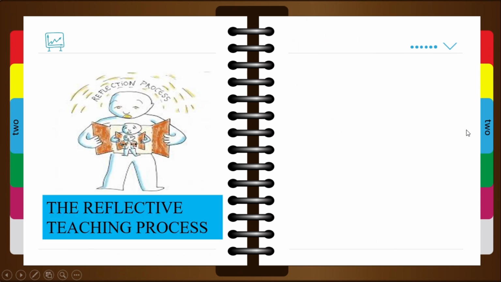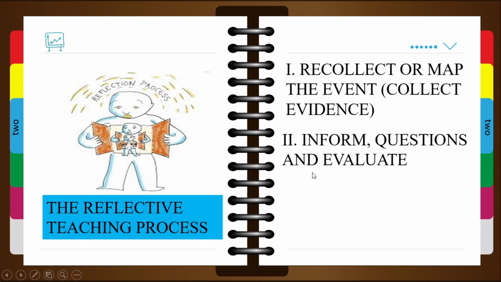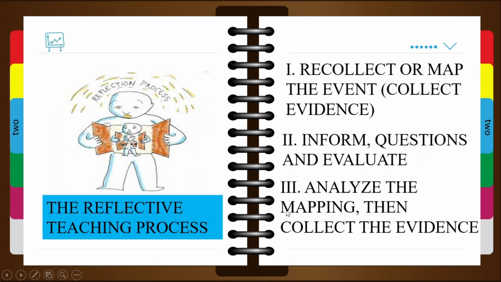Their opinions and perceptions can add a different and valuable perspective. The reflective teaching process has 3 stages or steps. The first one is to recollect or map the event. This is where you collect evidence, inform questions, and evaluate and analyze the mapping. As you can observe, after the third stage, it goes back to the first stage because the reflective teaching process is a cyclic process.